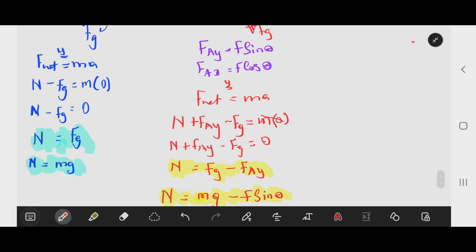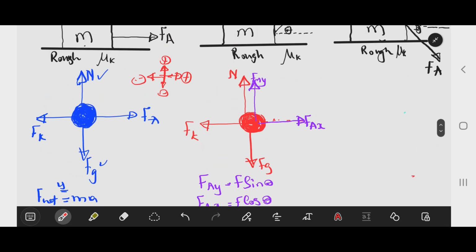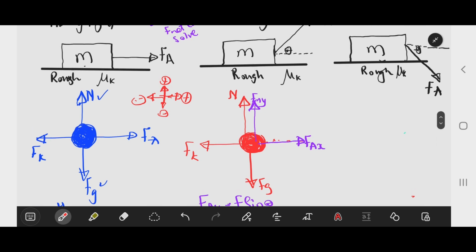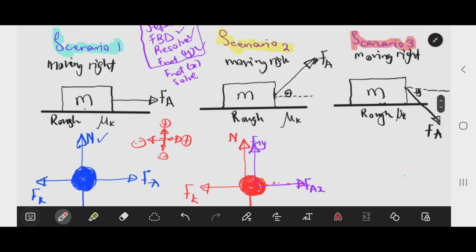So why is the normal force a bit less compared to the one in scenario number 1? This is because the y component of the applied force is actually lifting the object up, and as it lifts the object up, it decreases the contact between the surface and the object, and the normal force decreases.